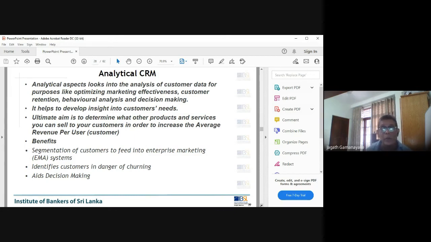How can you optimize the marketing effectiveness, customer retention, and we look at the behavior analysis and decision making. Basically we look at the inside of the customer, right? The ultimate aim is to determine what other products and services you can sell to the customer, right? It can be used for many purposes, like identifying customers in danger of churning.